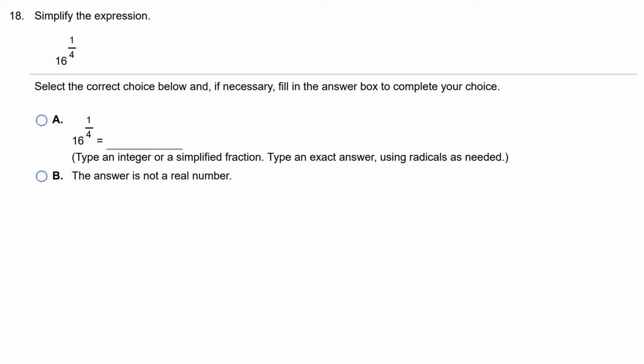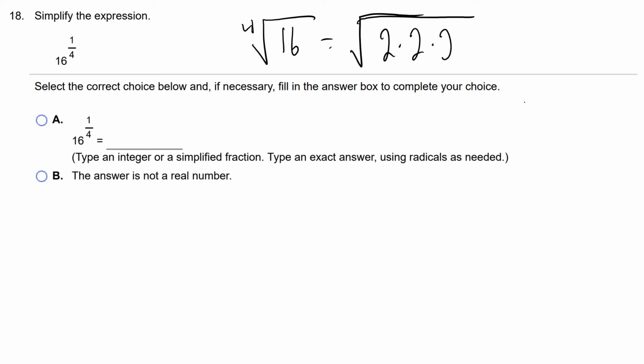Simplify the expression. This is asking us to do the 4th root of 16. The 4th root of 16 means that I'm taking the 4th root of 16 like this. So I need to come up with what do I have 4 of if I were to factor it. And when we break 16 down, 16 is actually going to be 2 times 2 times 2 times 2, or 16 is really 2 to the 4th. Which means 16 to the 1/4 is just 2.